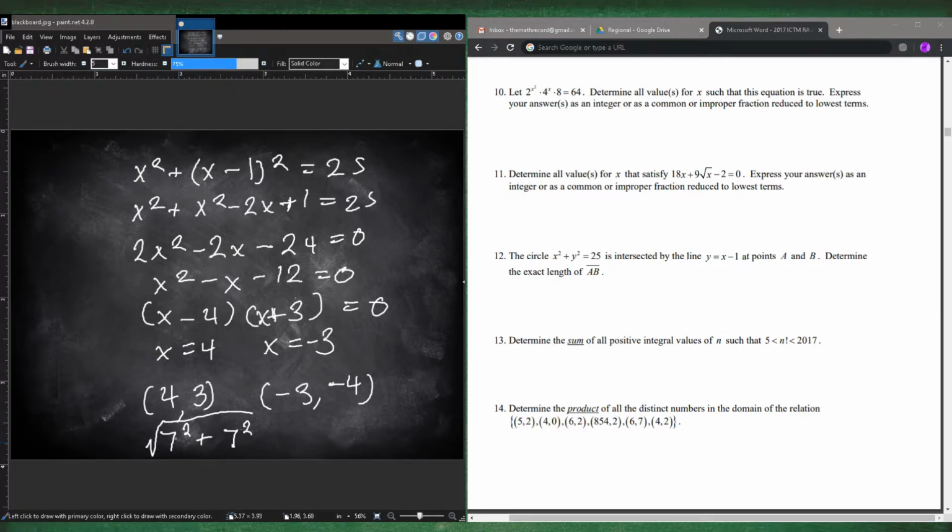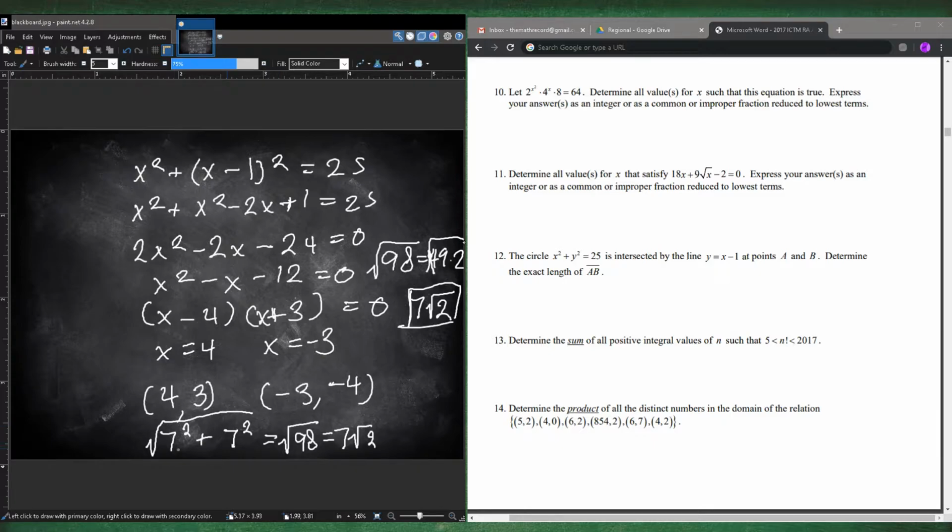Okay, so 7 squared plus 7 squared, that's just 49 plus 49, and that is 98. And the square root of 98 is equal to 7 square root 2, because 98 is equal to 49 times 2. So if you're taking the square root of both sides, you square root the 49, which is 7, but you can't square root the 2 because it's not a perfect square. So your answer is 7 square root 2.